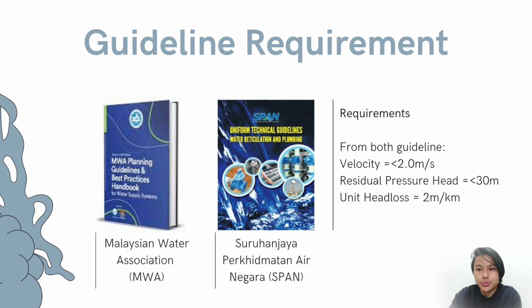Firstly, we need to make sure that no water exceeds the maximum velocity of 2 meters per second. This must be taken into consideration in order to prevent any erosion taking place inside the pipeline, thus making sure the pipe can last for the desired period of time. After that, we have to make sure that the pressure head does not exceed the maximum value that has been specified in the guideline, which is 30 meters. This is due to the reason that the pipeline may be at risk to burst under the excessively high pressure.